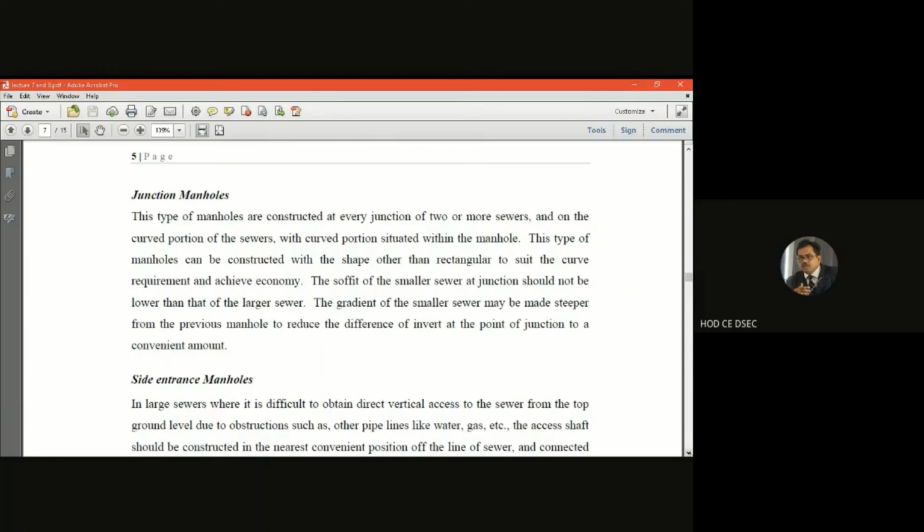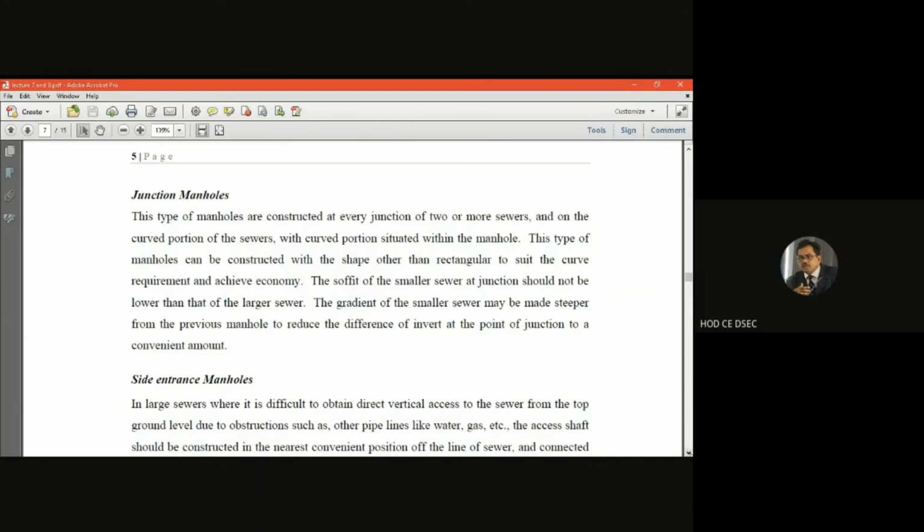That means what we have learned today is that not only higher depth needs a circular cross section of the manhole, but also junction manholes where curved portions are there. To take care of the transition curved portion, the circular section of manholes is always adopted, because this type of manhole can be constructed with a shape other than rectangular to suit the curve. So for junction manholes, the circular cross section is always preferable.